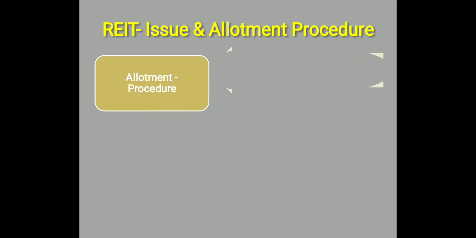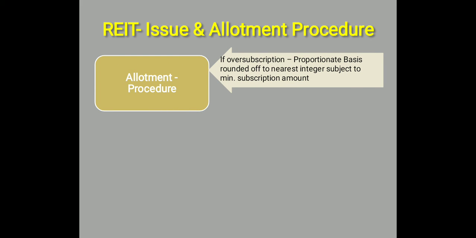Now, the aforesaid are the provisions of issues. How is allotment done? Now, suppose we have received oversubscription, then what happens? One more thing: the initial offer and follow-on offer shall not be open for subscription for a period of more than 30 days. So that offer will be available to the public for a period of 30 days.